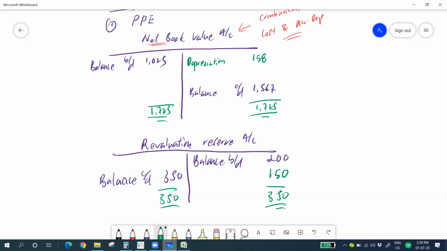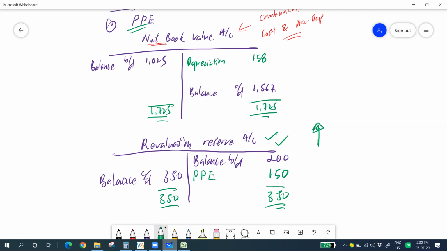This is related to what? In what circumstances will your revaluation reserve increase? Yes, your revaluation reserve is related to your property, plant, and equipment. Remember, when our asset value increases, we will show the increase in the revaluation account. If it decreases, we will also reflect it in the revaluation reserve. So in these circumstances, your revaluation reserve increased by 150, right? This resulted from your property, plant, and equipment account.